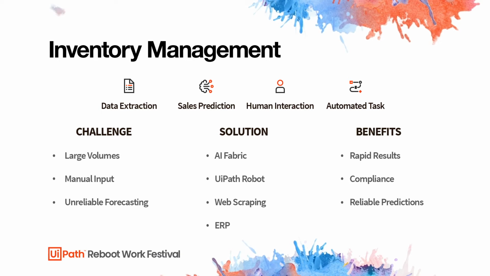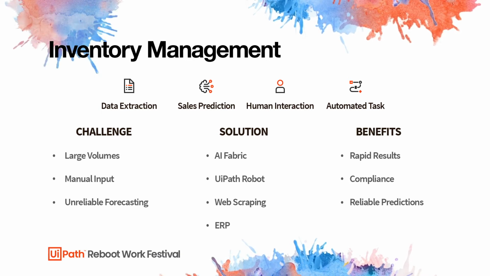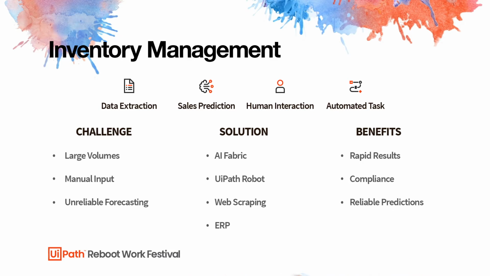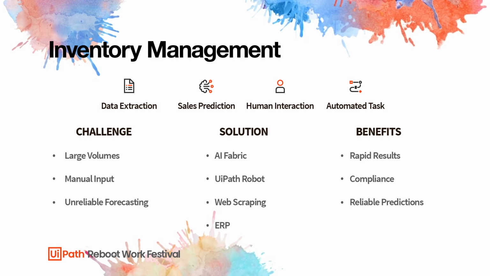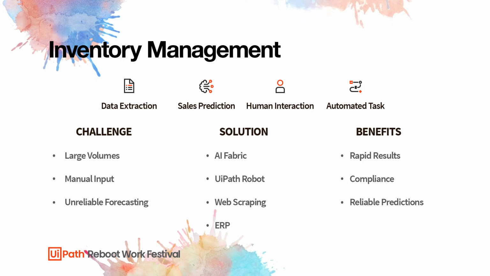Now, this type of process has large volumes of work. So imagine that normally people would need to do this manually. They would need to go through the stocks, take them down, or extract reports, read reports, interpret reports, and then make purchasing decisions. And all this will require manual input, manual reading, and manual work. Now, this all leads to a very unreliable forecasting.